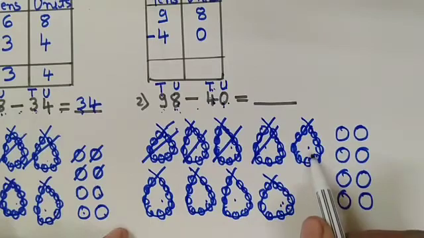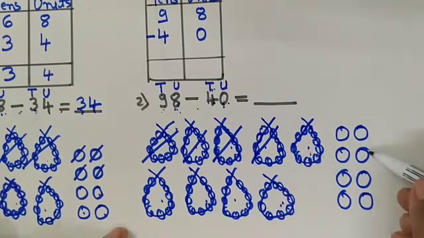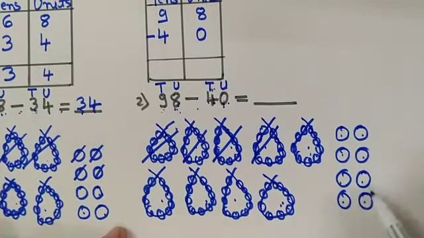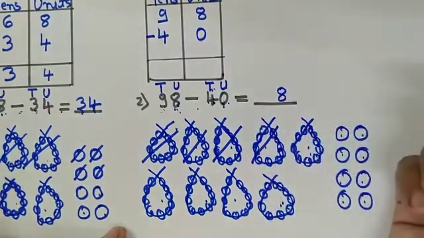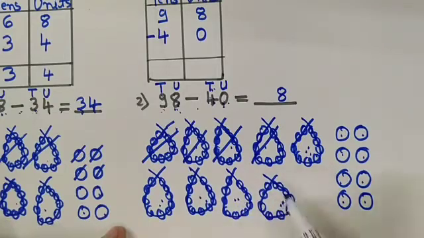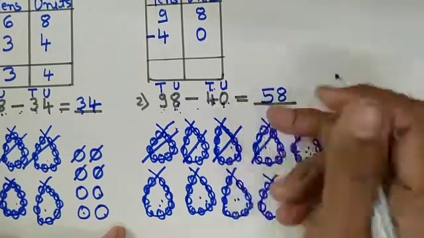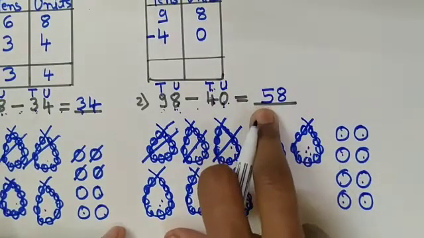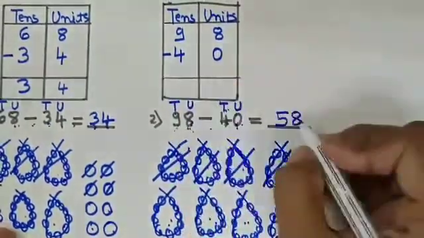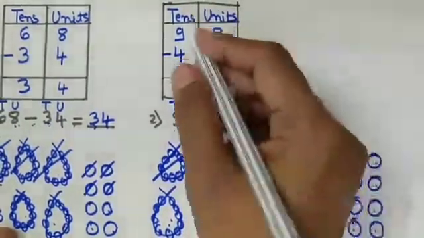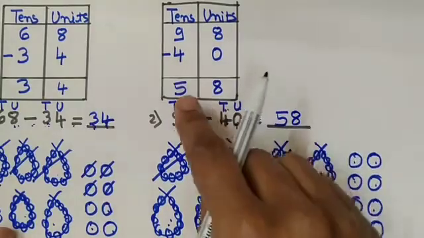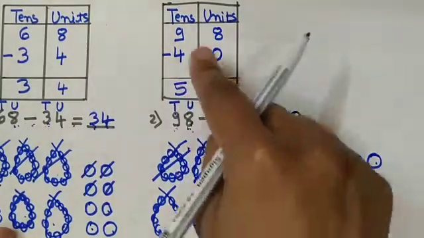Now how many beads are left? First we will count the unit beads. One, two, three, four, five, six, seven, eight. So we will write here 8 units. And how many tens are left? One, two, three, four, five. So here at the tens place we will write 5. So now in the table column we will write 8 at the unit column and 5 at the tens column. We got 58 beads left.